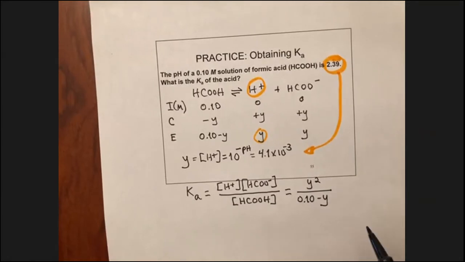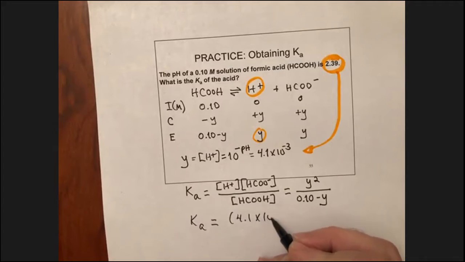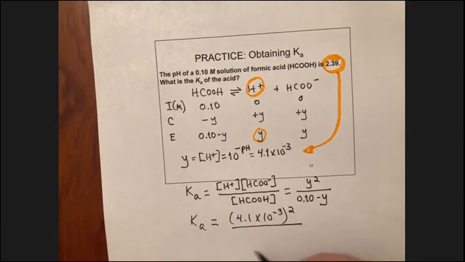I think as we go along, we'll learn some tricks about how to look at a problem and decide whether it's going to work to approximate or not. But in this case, it doesn't matter because we actually know what Y is. In other words, Ka is going to be 4.1 times 10 to the negative 3 squared divided by 0.10 minus, oops, sorry, messed up, 4.1 times 10 to the negative 3.